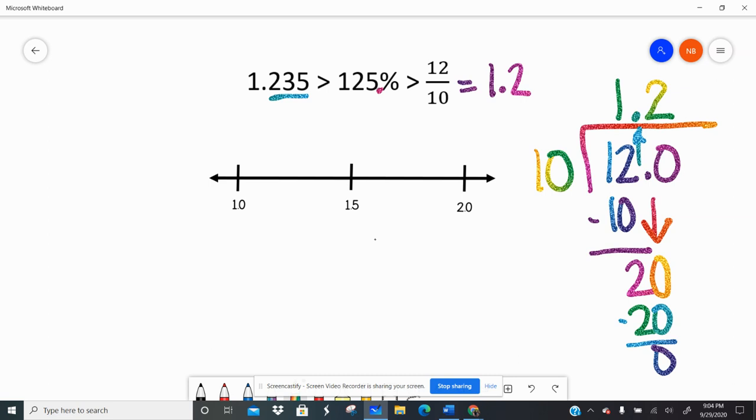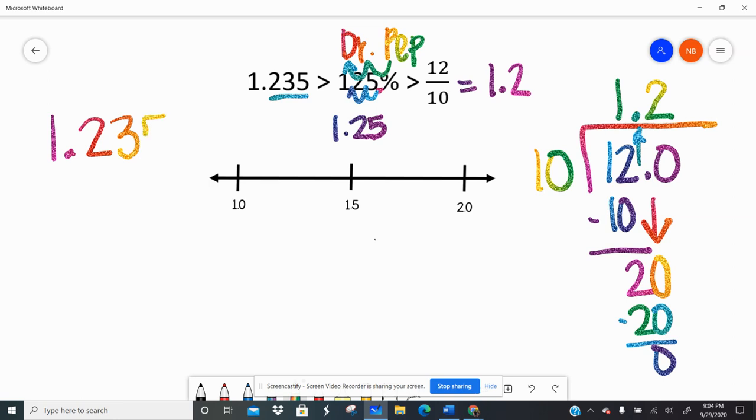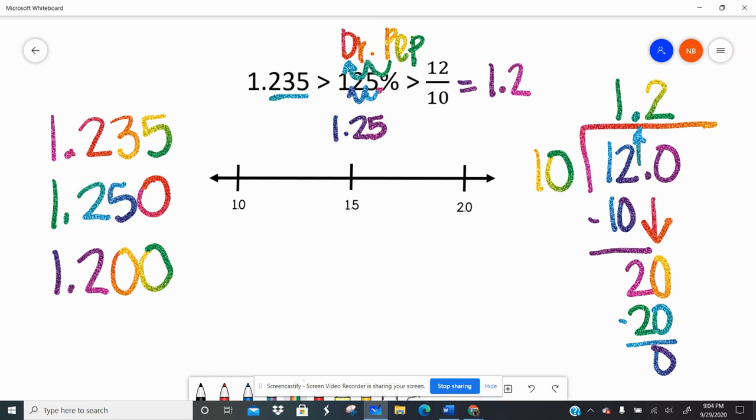So here, I'm going to take my 125%, and remember, I have a percent, I want a decimal, I'm going to go to the left, 1, 2, so this is 1.25, right, or 1 and 25 hundredths. So I have all those decimals, and they're all pretty close in nature. So I'm going to line them up over here. 1.25, and then 1 and 2 tenths. And then since this one goes to the thousandths, I'm going to put them all to the thousandths place.